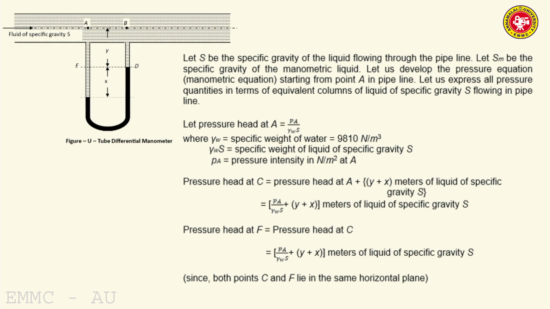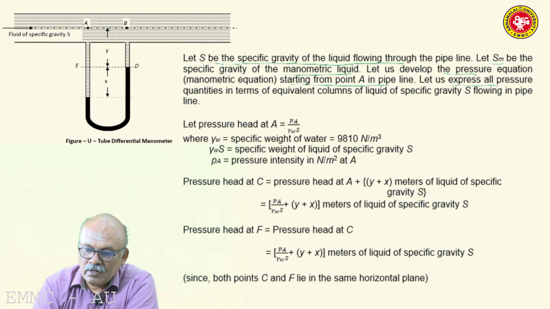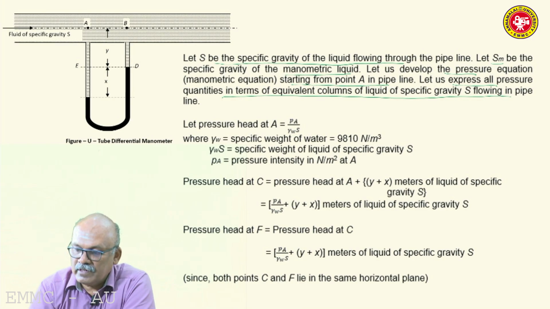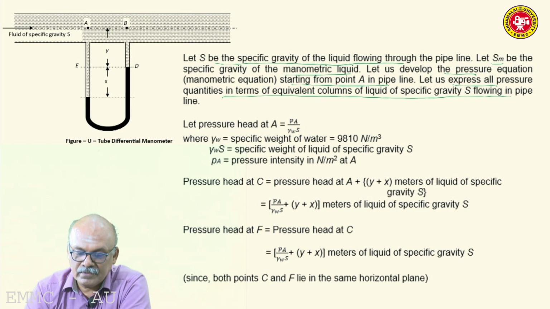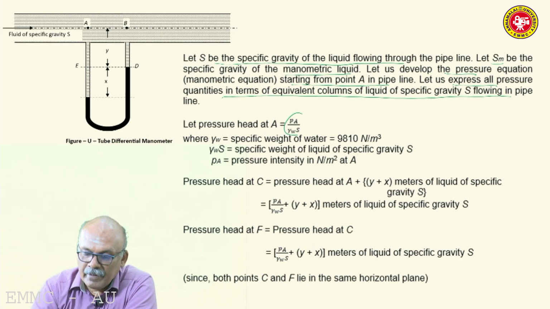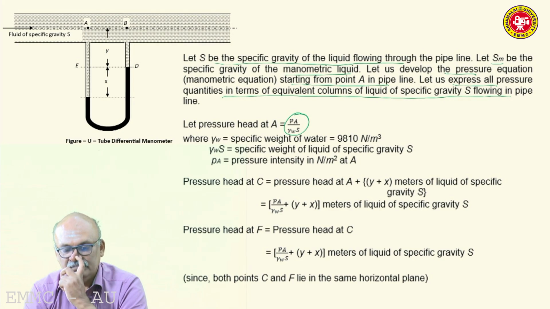We can start at A and end at B. So let S be the specific gravity of the liquid flowing through the pipeline, and Sm be the specific gravity of the manometric liquid. Let us develop the pressure equation starting from point A in the pipeline. Let us express all pressure quantities in terms of equivalent columns of liquid of specific gravity. So let the pressure head at A be PA by gamma W, where gamma W is the specific weight of water, S is the specific gravity of the fluid flowing through the pipeline, and PA is the pressure intensity at A.